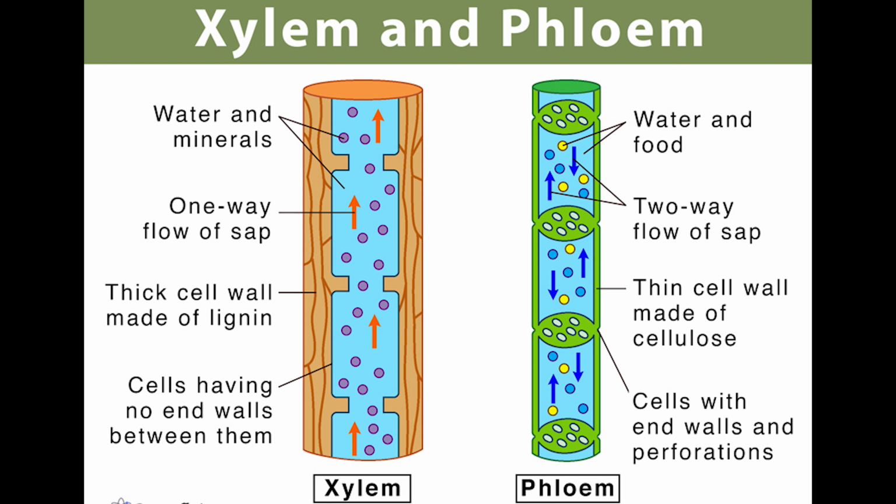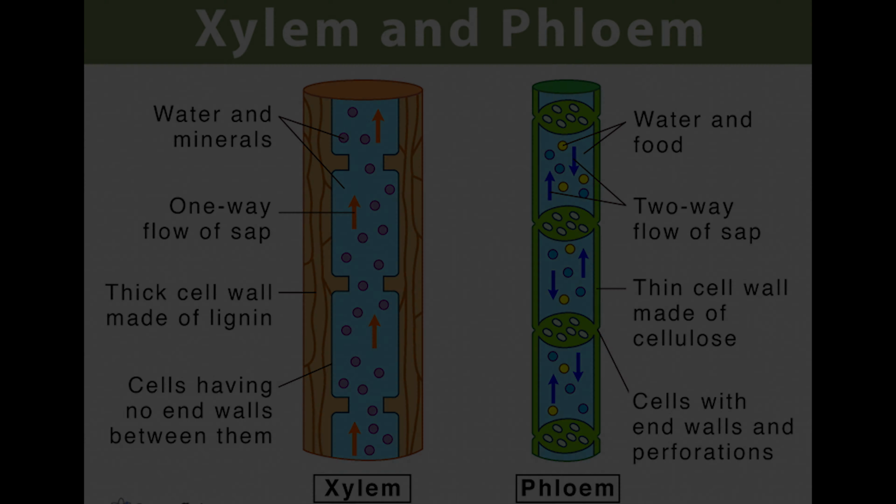Companion cells are living cells located adjacent to the sieve tubes to provide them with the required energy to perform their function. Function: transporting the nutrients that result from the photosynthesis process from the leaves to other plant parts.